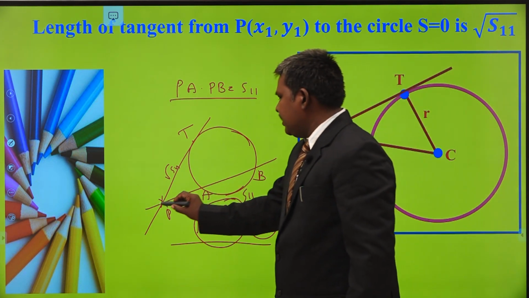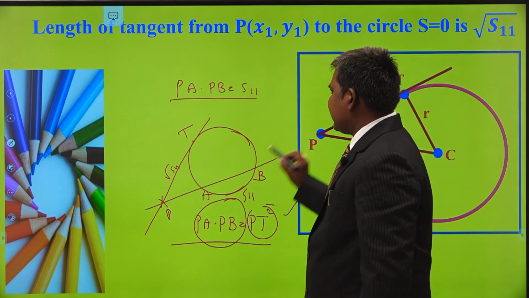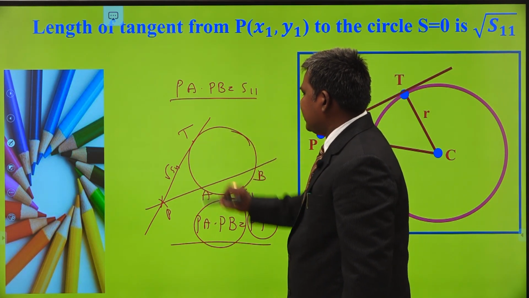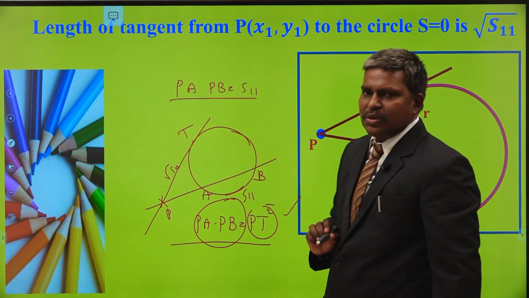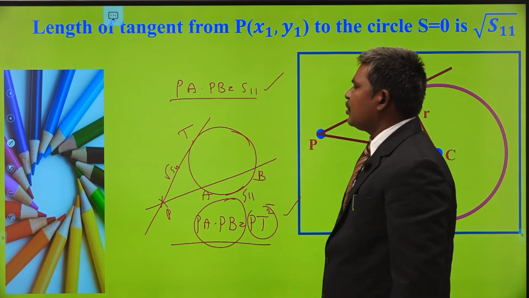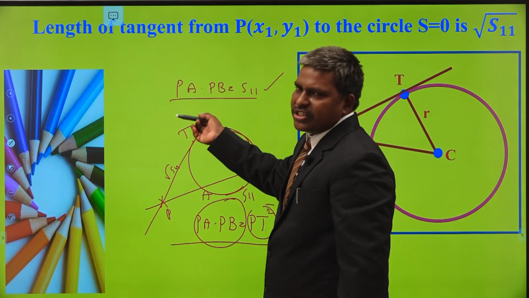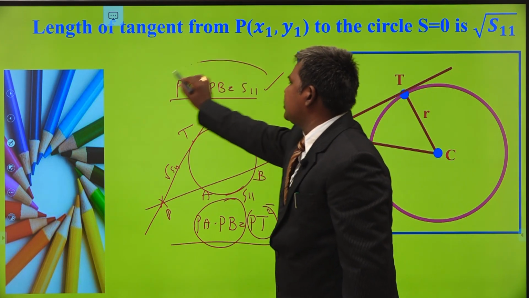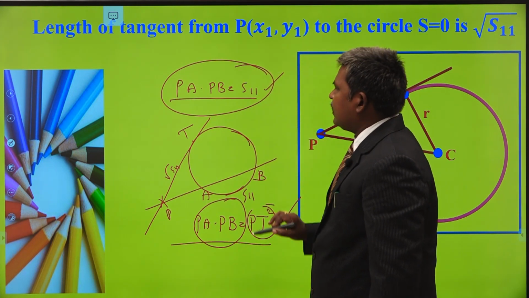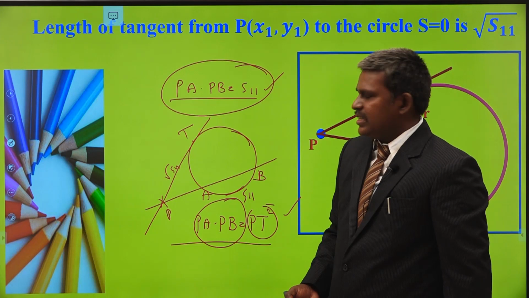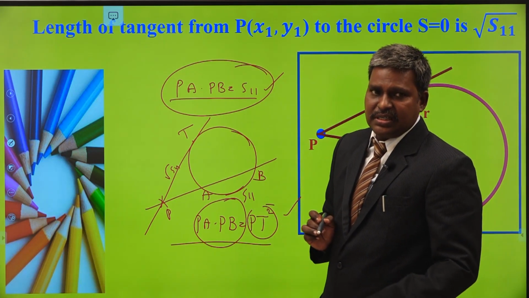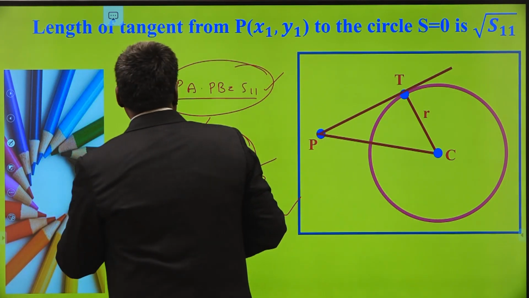P is the point. A line through P intersects at A and B. Again draw a tangent through P to the circle, it touches at T, then PA into PB is equal to PT square. This is the special case of PA into PB is equal to S11. Here P may be either outside or on or inside, whatever it may be, this is true. But if P is outside, we can express the entire thing in terms of length of tangent. PA into PB is equal to PT square. Don't forget this result. Okay. Next.